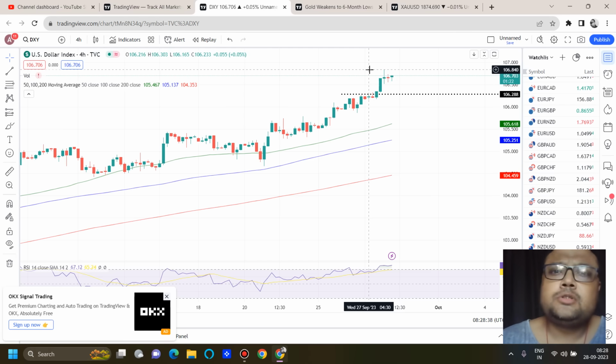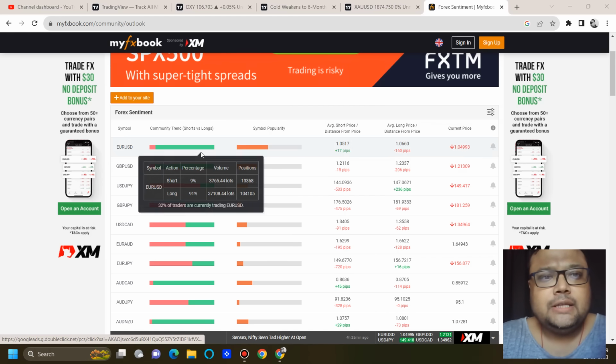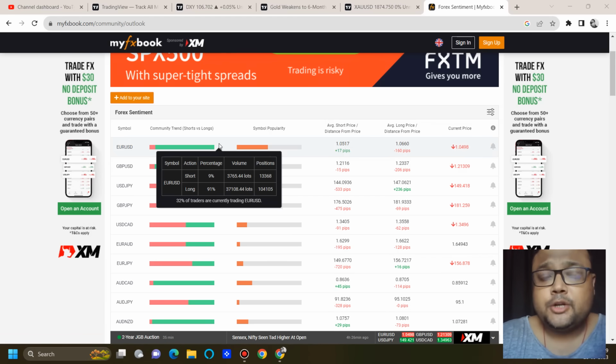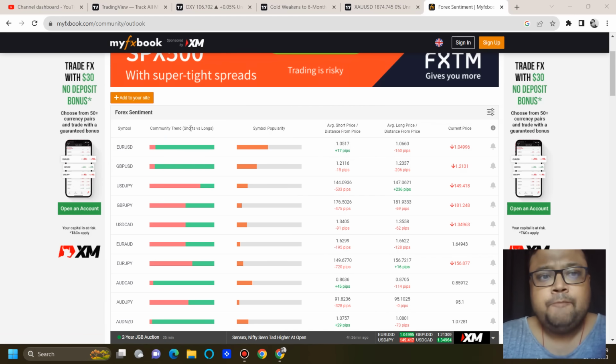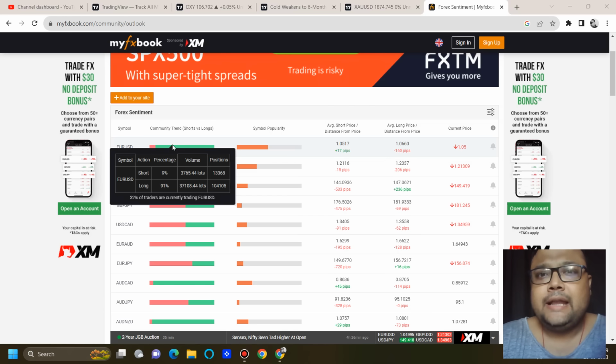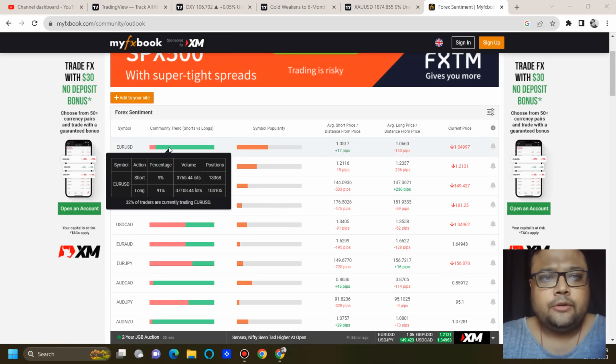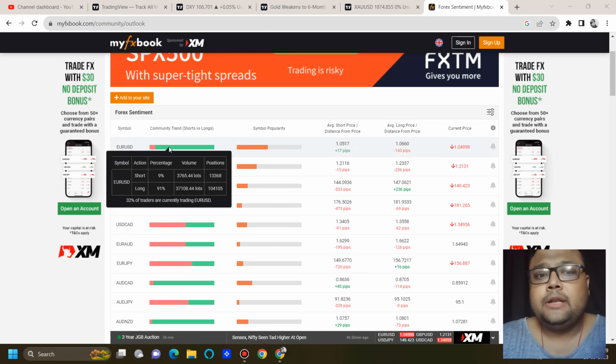Most of the time we focus on the entry of the market, the entry of our positions, but exiting from a position at the right moment is very important. I always show you guys the Forex sentiment meter. The sentiment meter shows the position of the retail traders. We always see that 90% or 80% of traders are on the opposite side of the market. For example, Euro USD, you can see 91% are on the buy side.